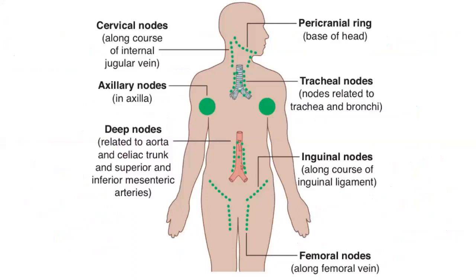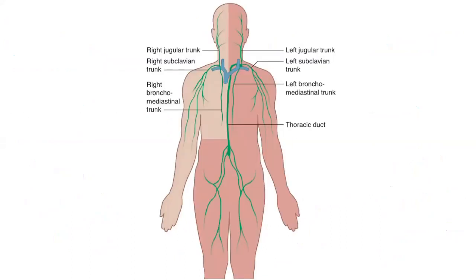This is the overall most important lymph nodes, right? Femoral nodes, these are the aortic lymph nodes, and these are the lymphatic vessels, right?